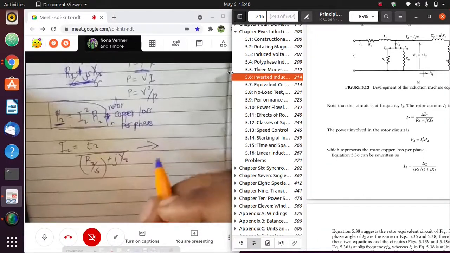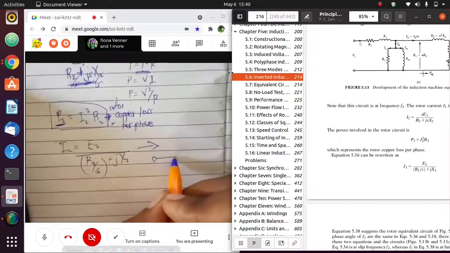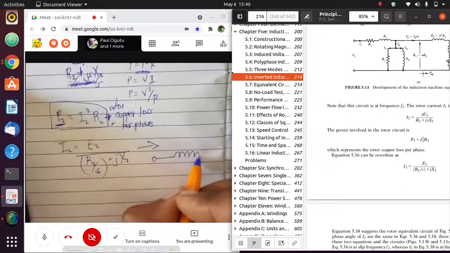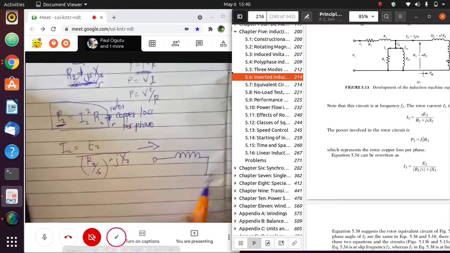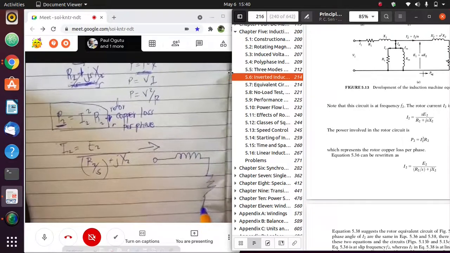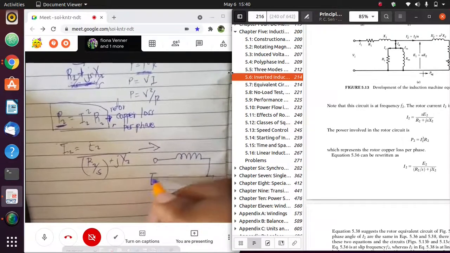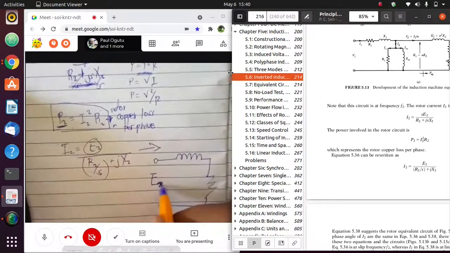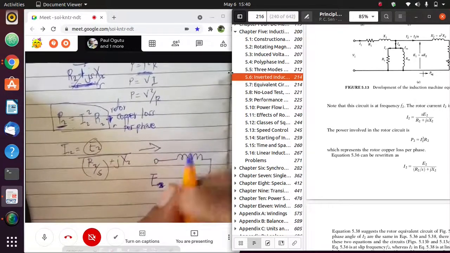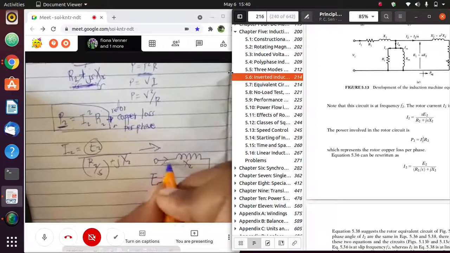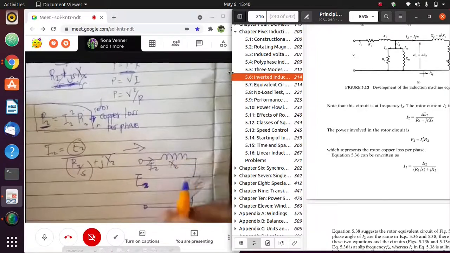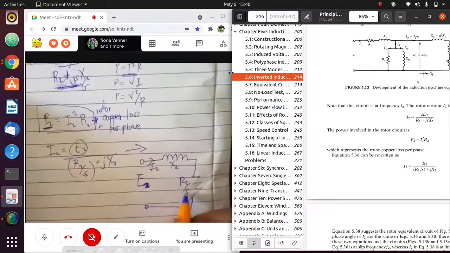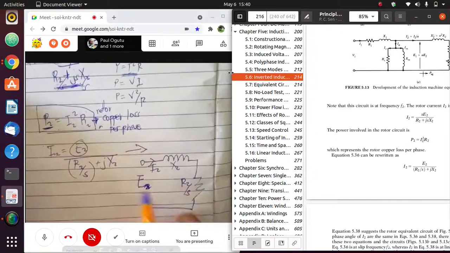If we were to represent this as a circuit, these are the terminals, we have the reactance, we have the resistance, and then we have E2. E2 is the induced voltage. We have X2, we have the current I2, and then we have this resistance now, which is R2 over S. Now I want you to see the difference between this circuit and this circuit over here.